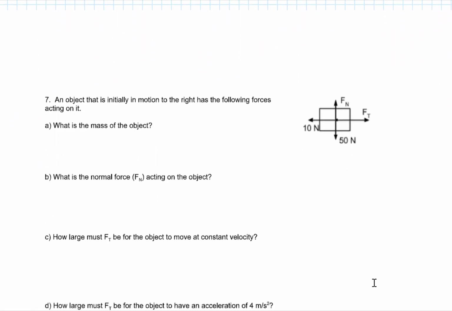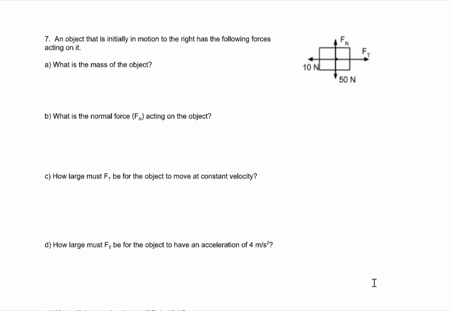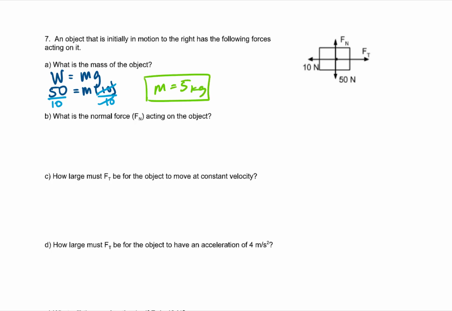All right, number 7, we have this free body diagram for the object. The first thing I do want to know is the mass of the object. Well, I can see that the downward force on it is 50 newtons. That's going to be the weight. So I want to calculate the mass, but I know weight is mg. So 50, the weight that I know, is equal to the mass, which I don't know, times g, which is 10. So we'll divide both sides by 10. And the mass of this object is 5 kilograms. Now I have the mass.